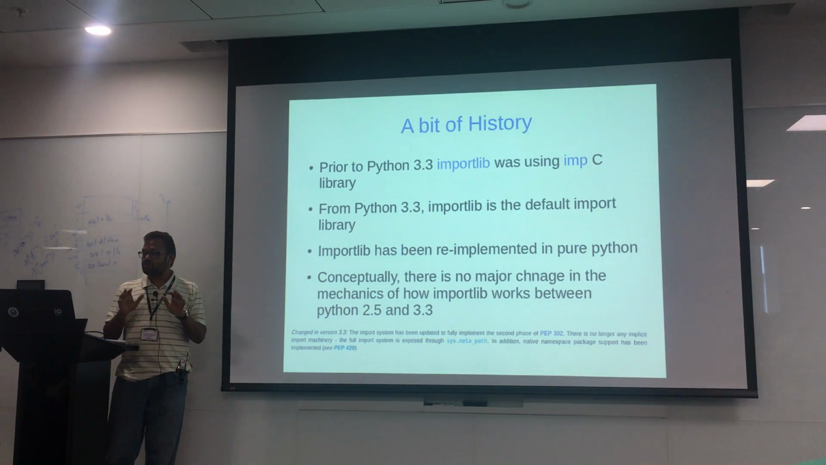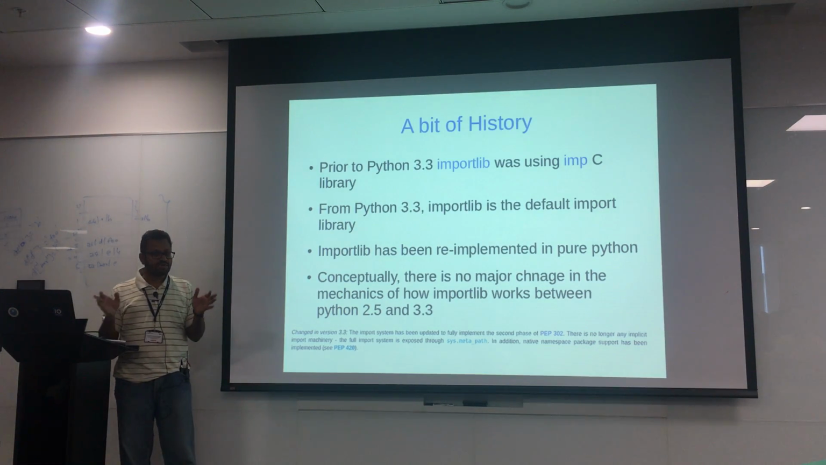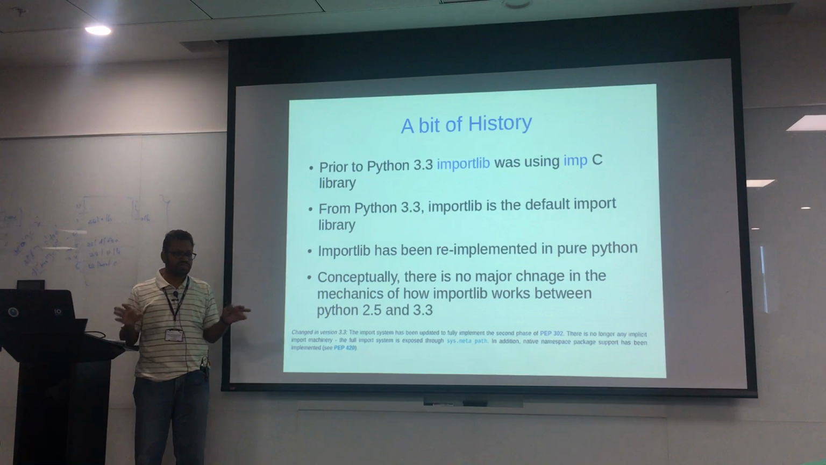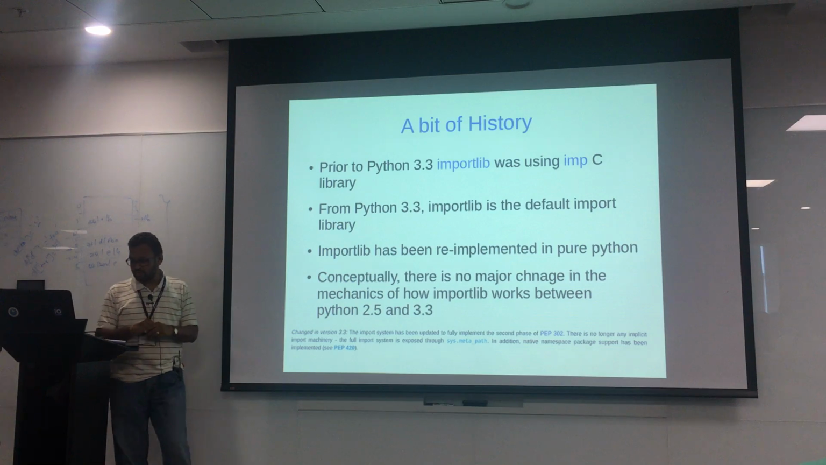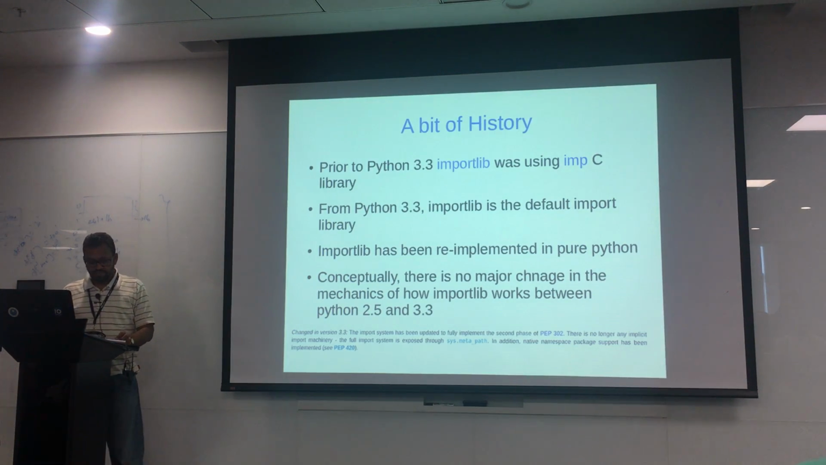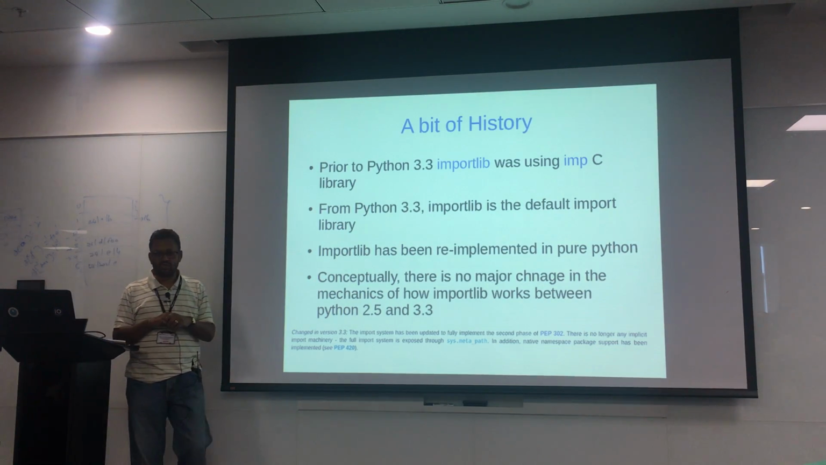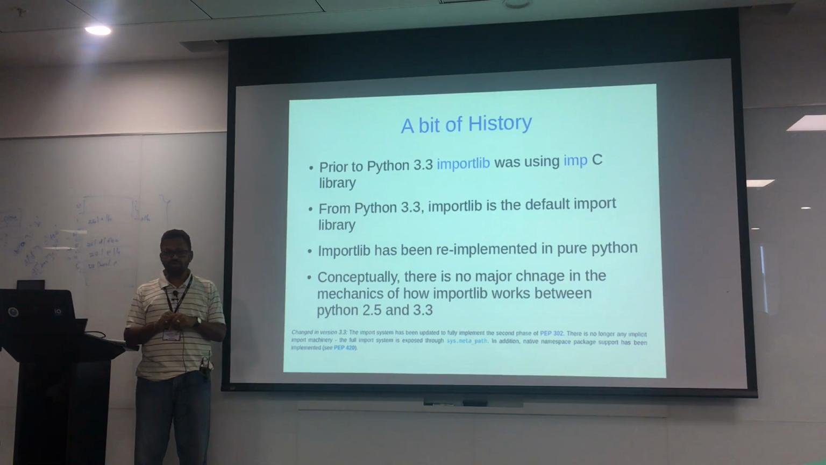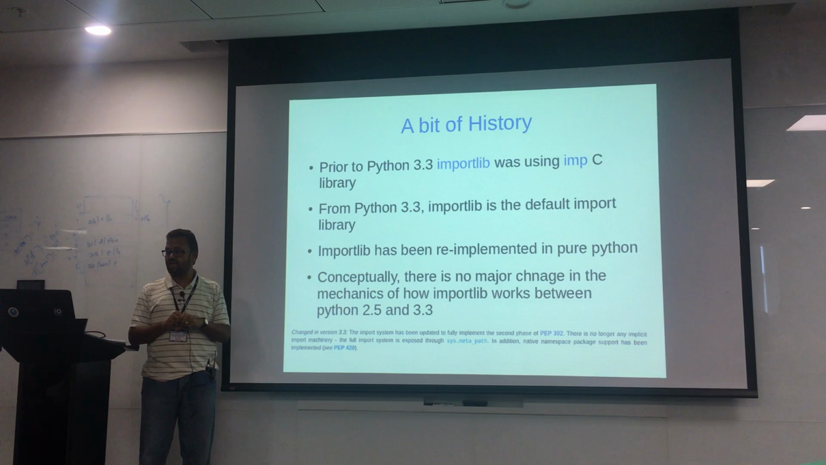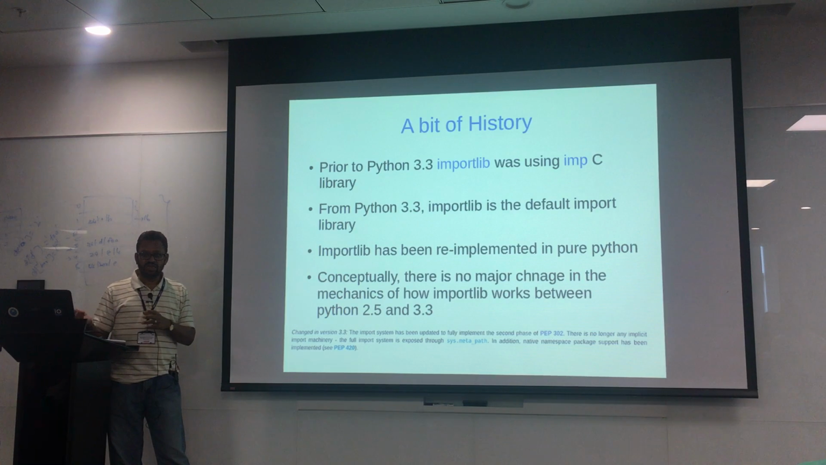Conceptually, there is no difference between Python 2.5 and Python 3.3. Conceptually everything is the same, with no major change. But the details that we are talking about are specific to the pure Python implementation. The whole system is exposed at the first level with meta path hooks, sys.meta_path. Then there is also the concept of namespace packages, if you have heard of them. This is new in Python 3, and we will touch upon a little bit of how that works.